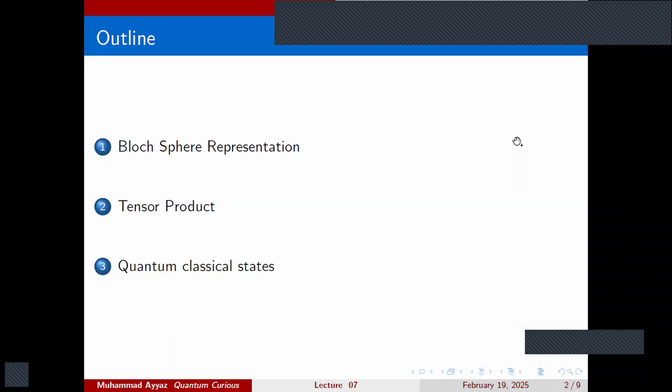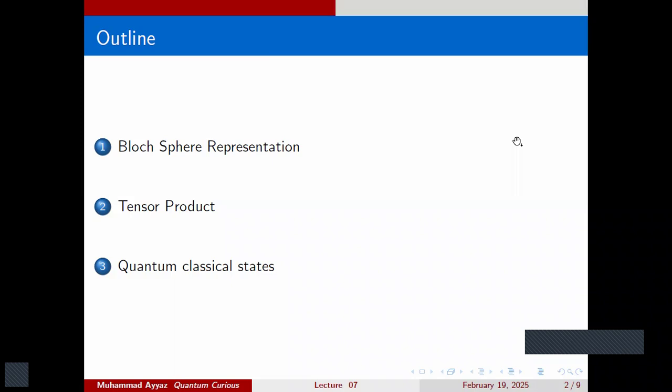The first concept is the Bloch sphere representation of the density matrix, as we saw that there is a Bloch sphere representation of single qubits. Then we are going to discuss the tensor product of density matrices, because we sometimes want to know the composite system of the subsystems. And lastly, we will see how we can form quantum-classical states, which are hybrid states, with the help of density matrices and the tensor product.